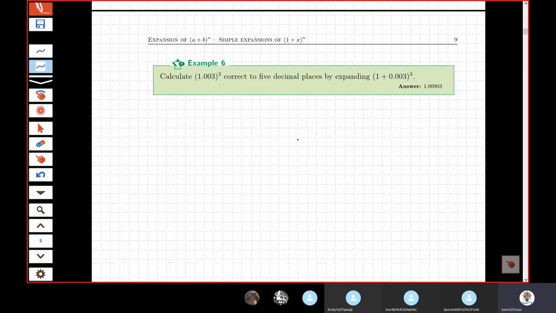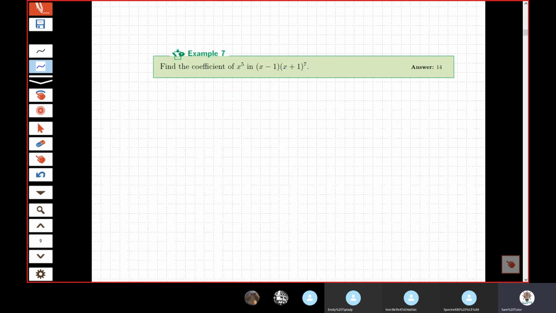Okay, let's see. So like this question here, find the coefficient of x to the power of 5 in x minus 1 and x plus 1 to the power of 7 multiplied together. Okay, the formula was n choose k, a to the n minus k, b to the k.